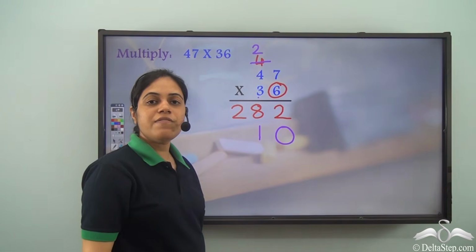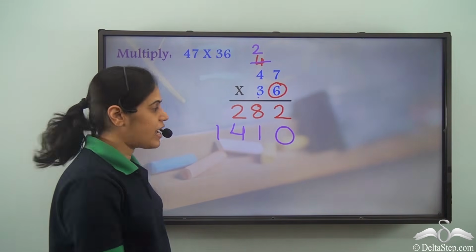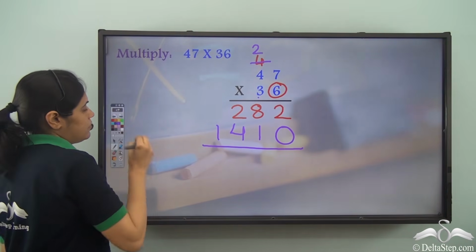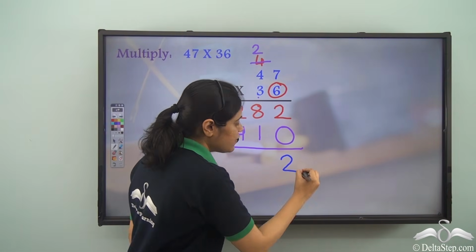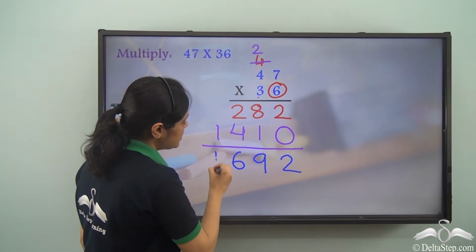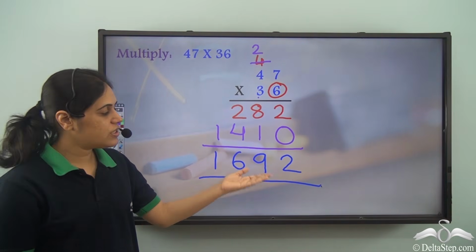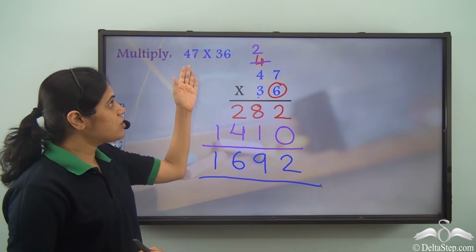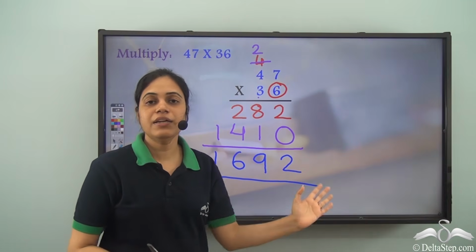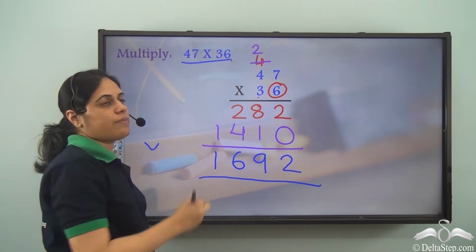3 into 4 is 12. 12 plus 2 is 14. So this is what we have. And now I need to add these two. So 2 plus 0 gives me 2. 8 plus 1 gives me 9. 2 plus 4 gives me 6. And I have a 1 here. So this is the answer, or the product. So when you multiply 47 by 36, you get the answer as 1692.